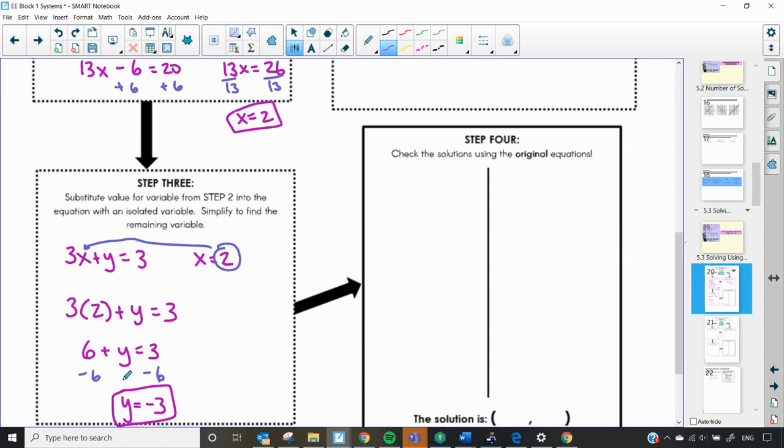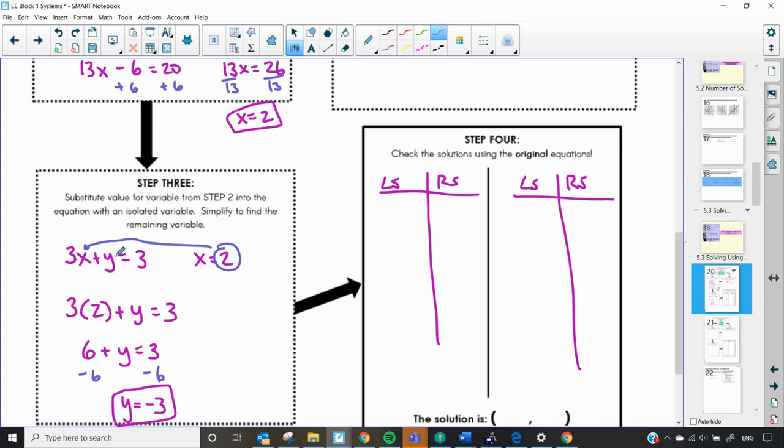Now, to be a system of equations, these values have to work in both equations. So it's always important that as our last step, we verify our answers. So to verify, we're going to set up a left side, right side chart. And we have to do this twice because we have to make sure it works for both equations. All right, so for the first equation here, we have 3x plus y on the left-hand side, and we have 3 on the right-hand side. And for our second equation, we have 7x minus 2y and 20.